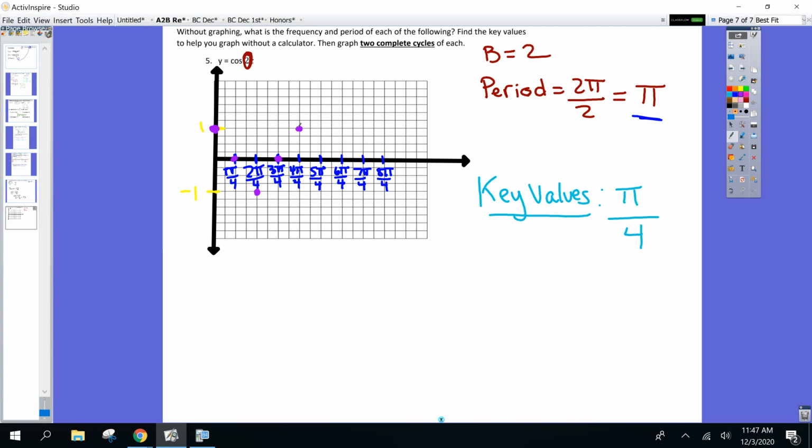That's one cycle. And how are we going to get a second one? Do it again. All right, so again, back down to midline, minimum, midline, maximum. There you go. There's 2 curves of it, 2 cycles.